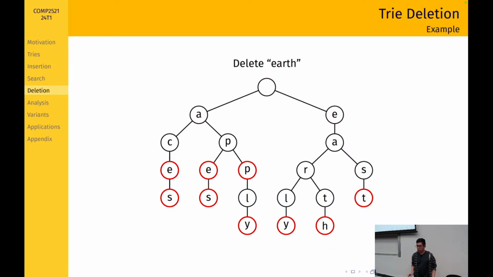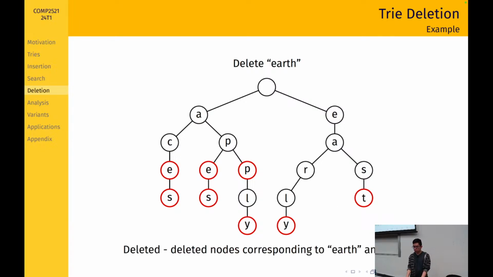Another example is deleting Earth from this trie. If we delete Earth, then we go down to this node over here, unmark the H, and then delete the H since it has no children. Then when we go back to the T, we delete that as well since it is a non-finishing node and it has no children. Once we go up to the R, we stop, because R has a child. So that's what we get.